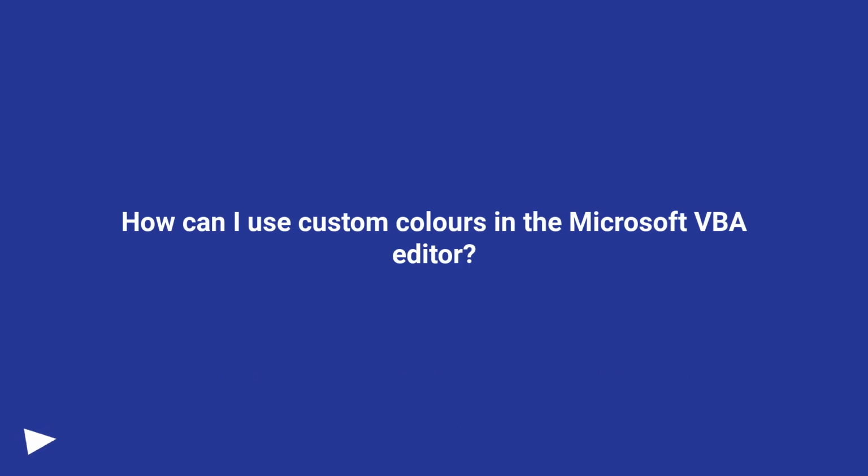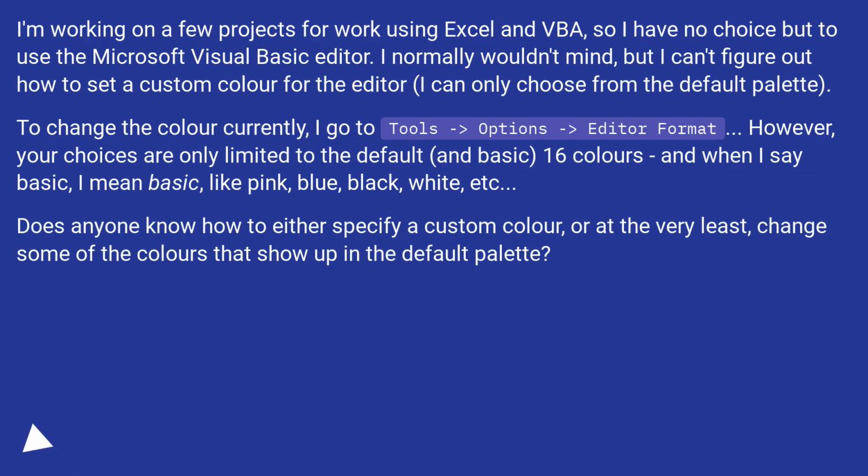How can I use custom colors in the Microsoft VBA editor? I'm working on a few projects for work using Excel and VBA, so I have no choice but to use the Microsoft Visual Basic editor. I normally wouldn't mind, but I can't figure out how to set a custom color for the editor. I can only choose from the default palette.